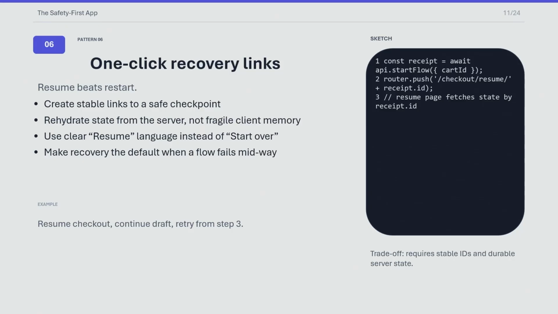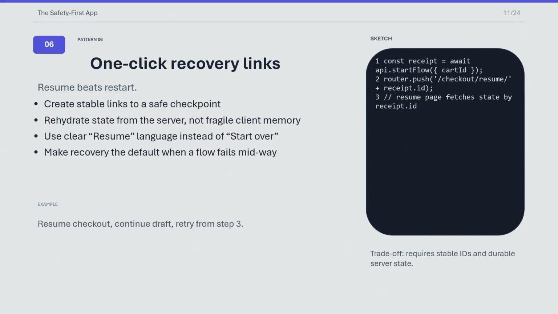One-click recovery links. Resume beats restart. So create stable links to a safe checkpoint. Oftentimes it's a very common thing where you are not able to resume once you've already created a particular item in essence.